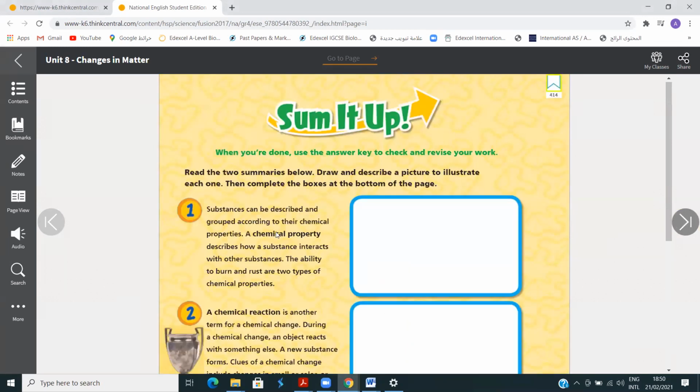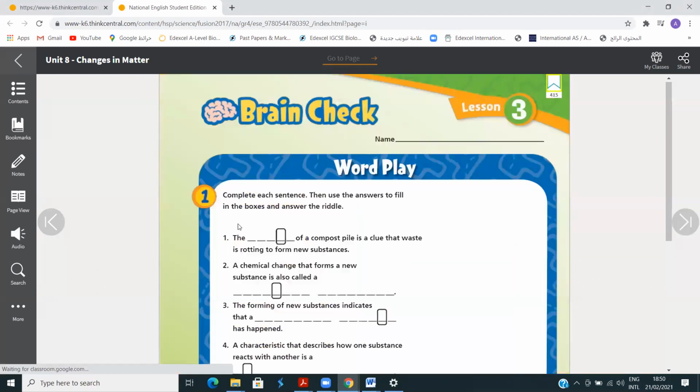We want to solve this question. The first one, I want one of my best students, Asir Ahmed. How are you, Asir? Asir, number one, please. Mister, this is page what? Page 415, Asir. Okay.